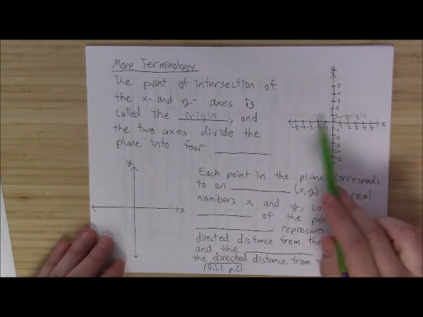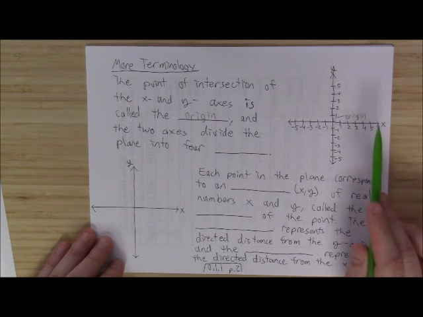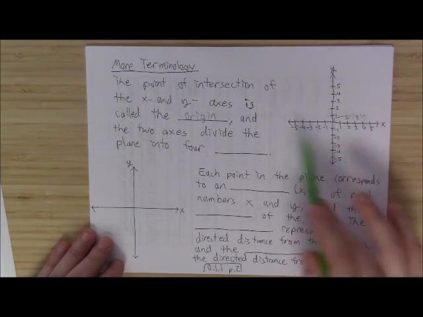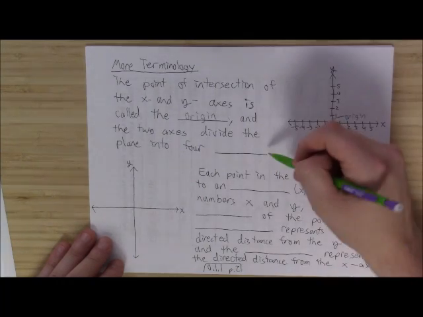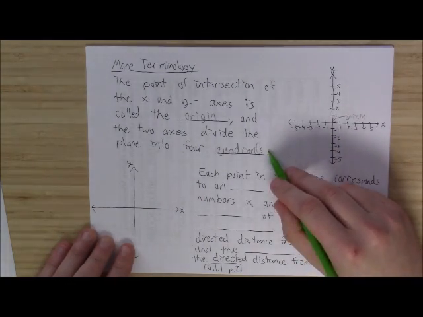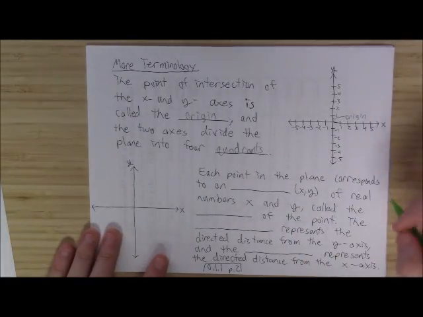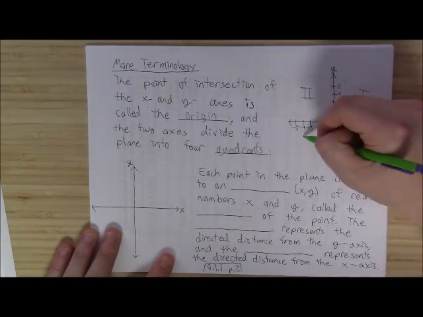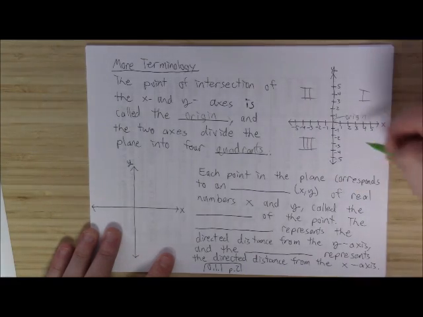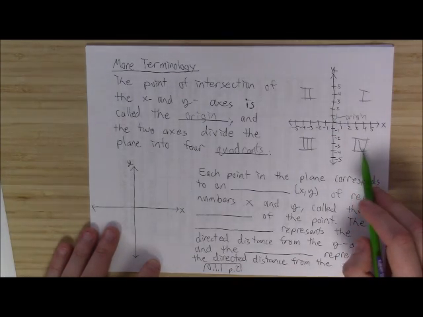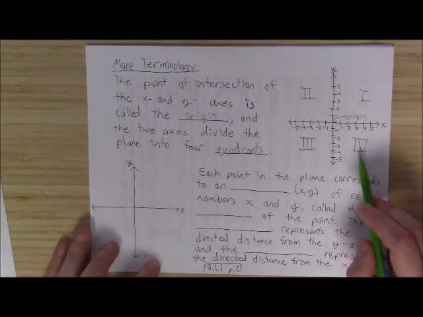Also, by drawing the two axes, you divide the plane into four different quadrants. And here the quadrants are, and I'll go ahead and write this in so you can see it. This is the first quadrant, this is the second quadrant, this is the third quadrant, and this is the fourth quadrant. Here I use Roman numerals, which is usually the way that they write them.